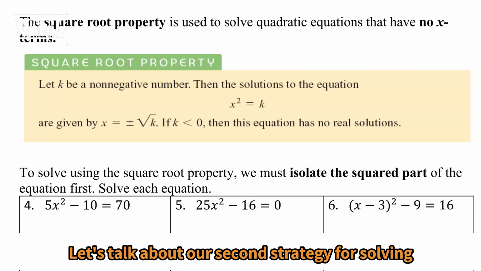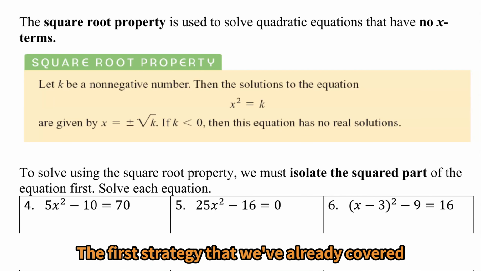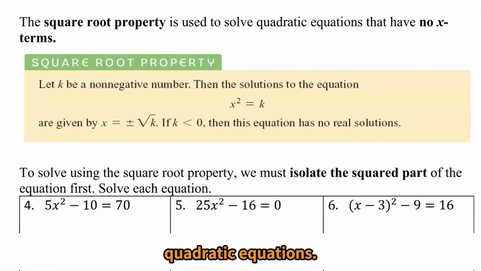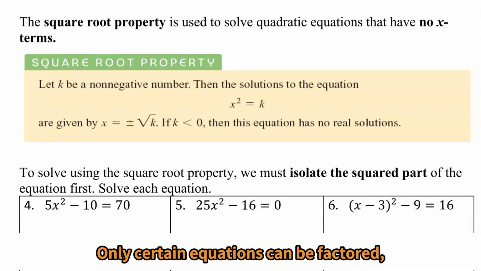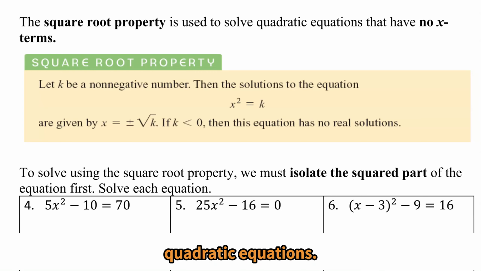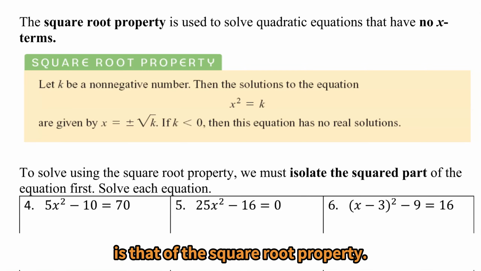Let's talk about our second strategy for solving quadratic equations. The first strategy that we've already covered came from chapter 14 when we talked about factoring quadratic equations. Only certain equations can be factored, however, so we need to develop more strategies to solve quadratic equations. So the first one in this chapter is that of the square root property.